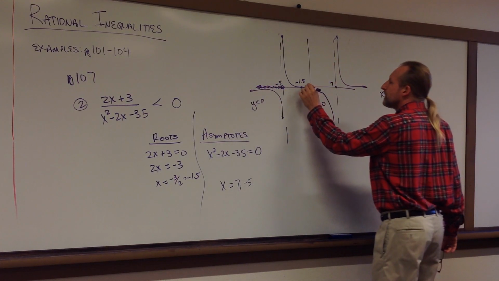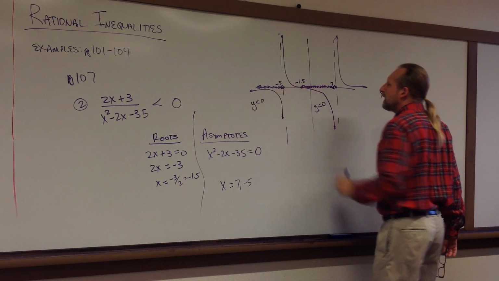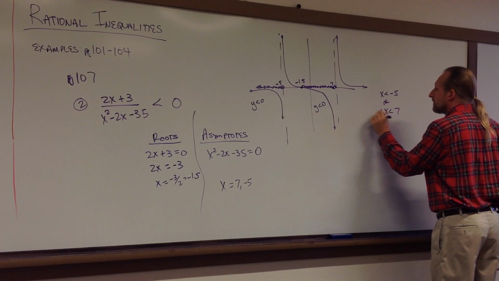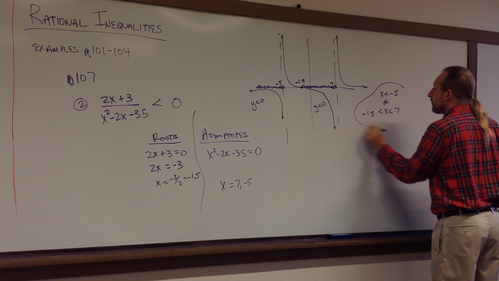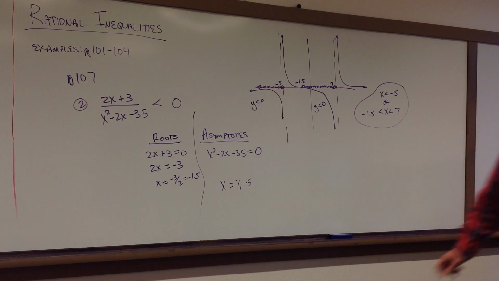And then this region in here, between 7 and negative 1.5. So, x less than 7, but greater than negative 1.5. And so there's our answer. Those are the x values that make y negative.